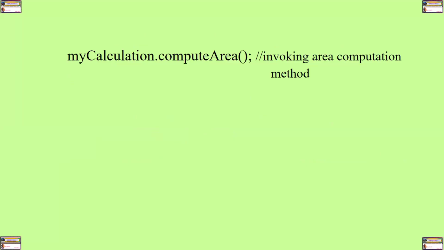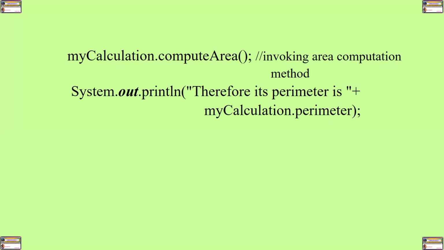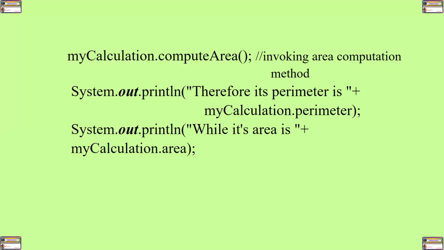Next, we invoke the area computation method through the object my calculation. After that, this statement will be displayed on the screen. Therefore, its perimeter is, the compiler will go and read the value in the member called perimeter, which is accessible through the object for that class by the name my calculation.